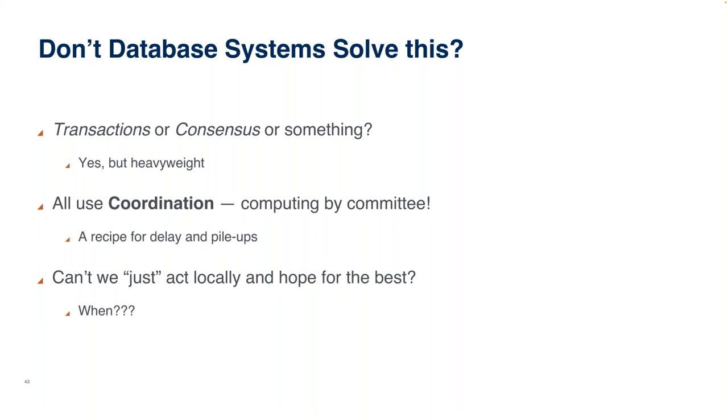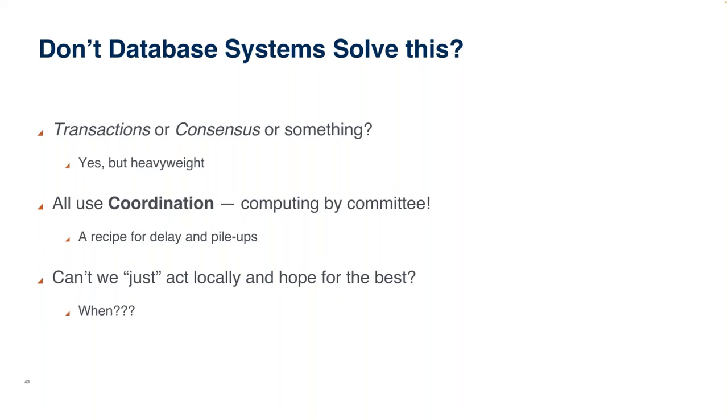And you know how things work by committee, right? It's a recipe for delay while you're waiting for everybody to talk to each other and figure out if they agree. And once you have delay, you start to get pileups of other requests behind that delay, and queues build up, and entire clouds come down. So literally, many of the cloud vendors will discourage or prevent their employees from using coordination in implementations. Much better to just act locally in my little function and hope for the best.